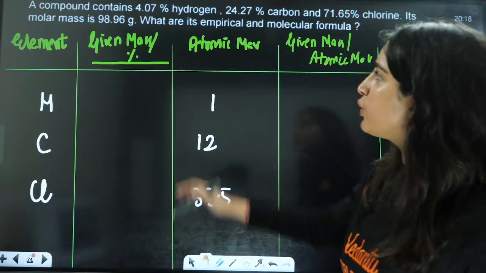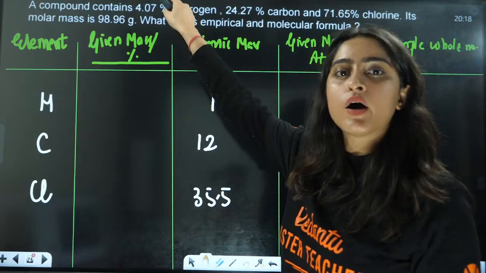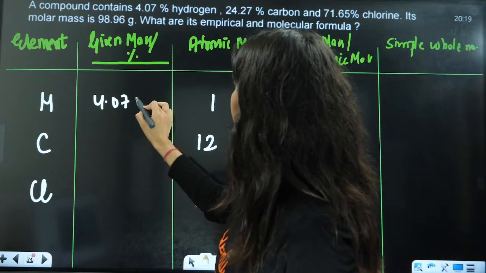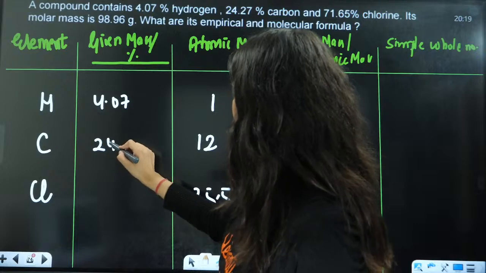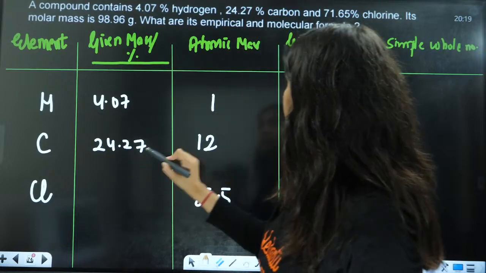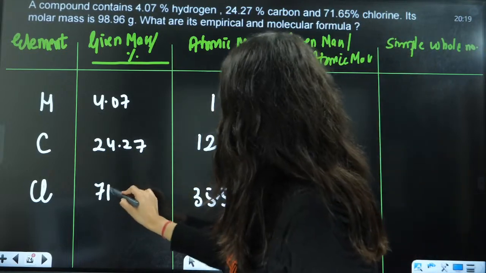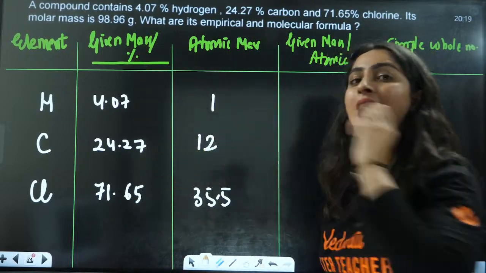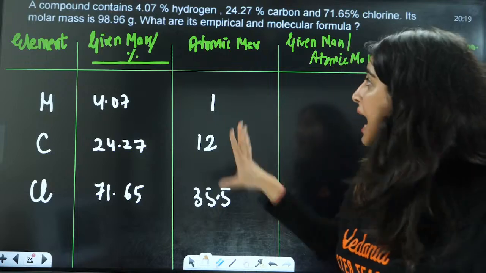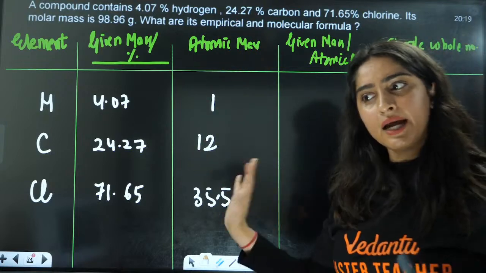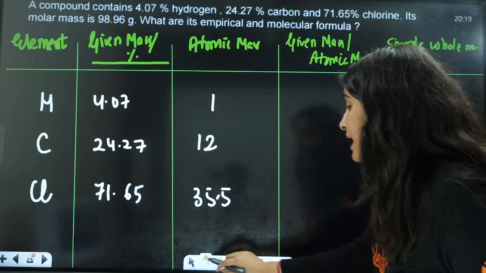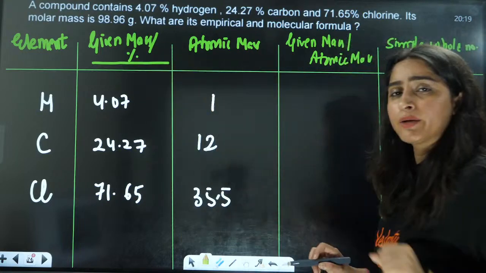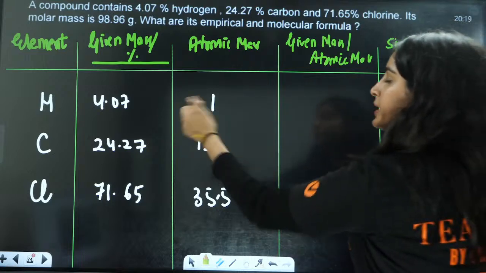And what is given to you? This is in percentage. Just convert it into grams. That is 4.07 grams, 24.427, and 71.65. You are writing the mass that is given to you, and this is the atomic mass. Now, next thing we are going to do: given mass divided by atomic mass.